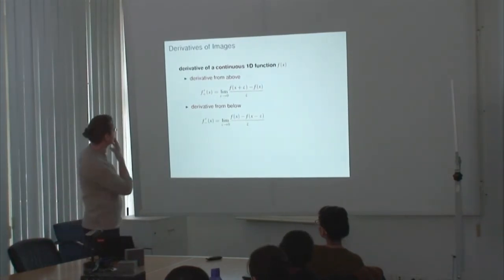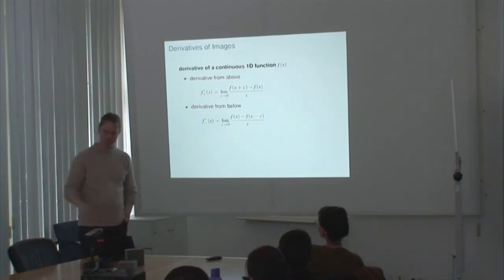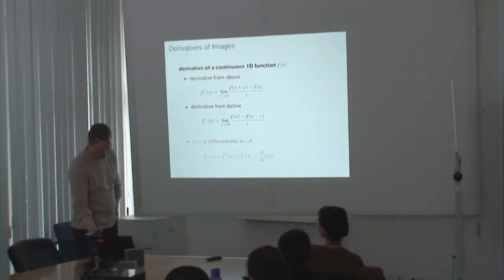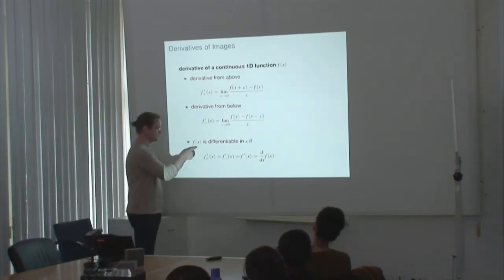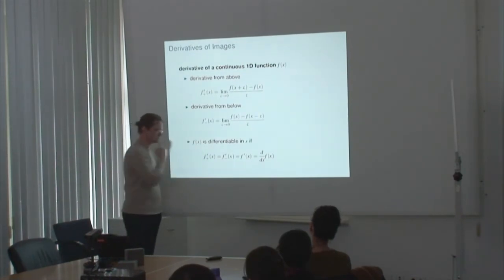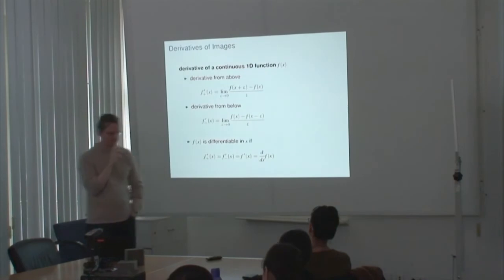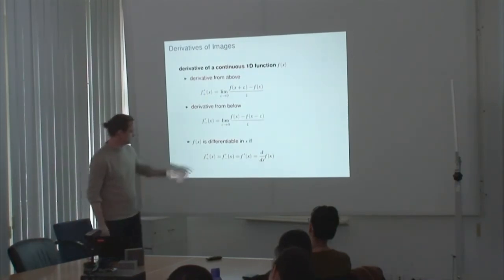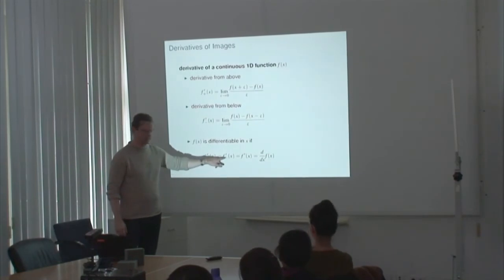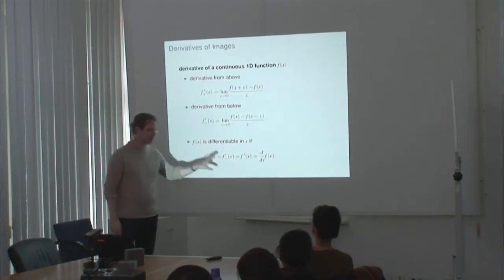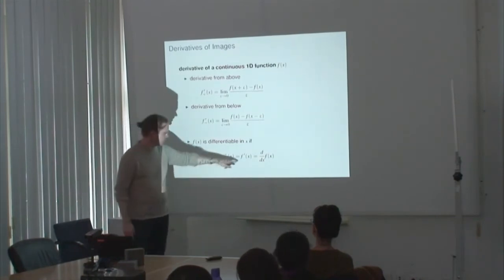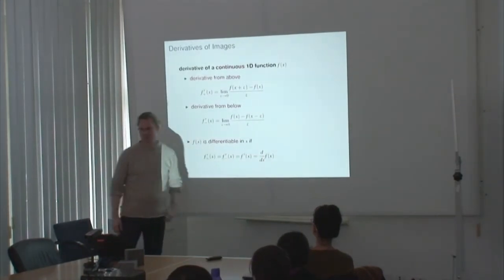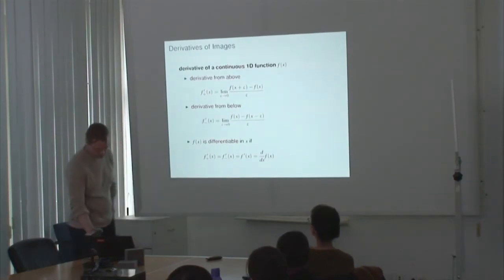And once we have at least accepted that these two things do exist, then we can define what it means for a function f to be differentiable at a certain point x. And this is basically to say that the derivative from above and the derivative from below coincide. That the derivative from above is exactly the same as the derivative from below. If that is the case, we shall call it f prime or d/dx of f of x.